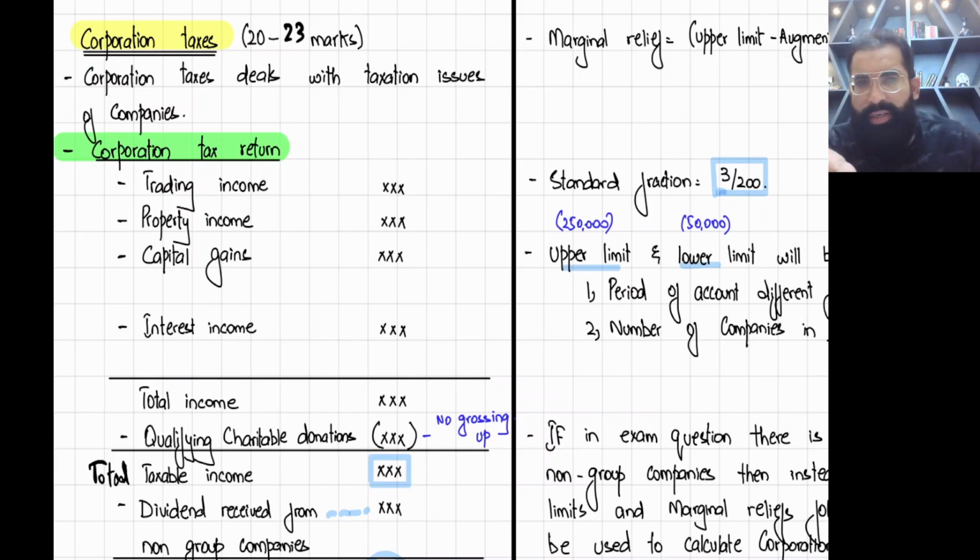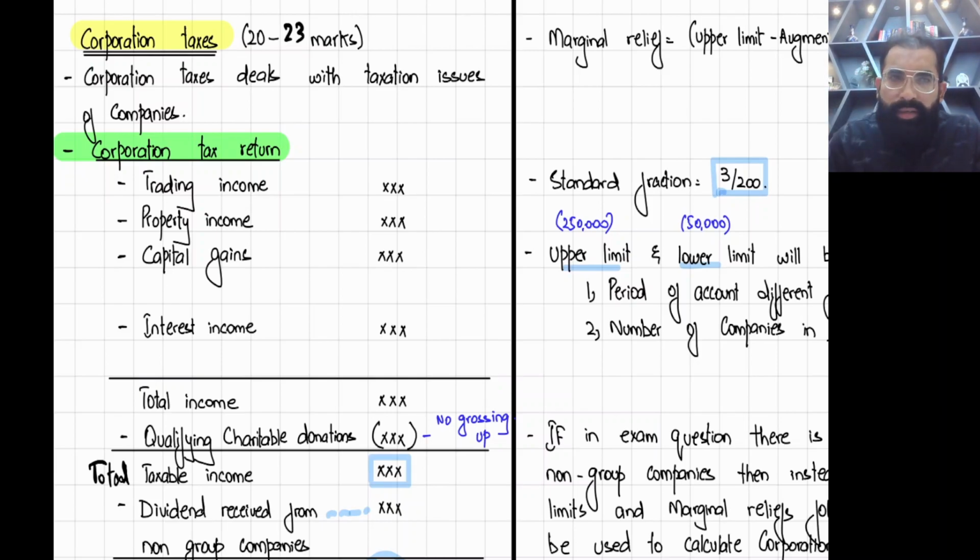Then you have property income, capital gains, and interest income. When you add these four incomes, you will get total income or total profits. Both are correct. Then from this total income or total profit, you deduct qualifying charitable donations, which are already gross. They will be given ready-made gross in the question, so you don't need to gross them up. Finally you will get total taxable income, or total taxable profits. Both words are correct.